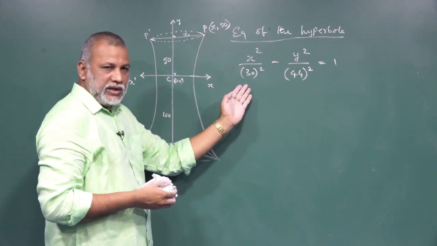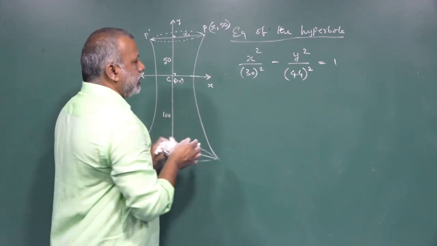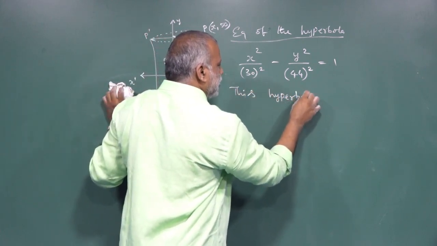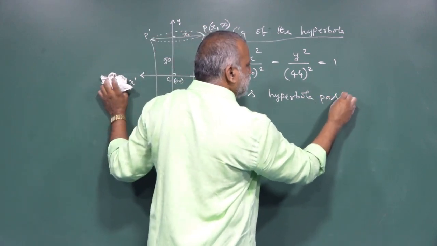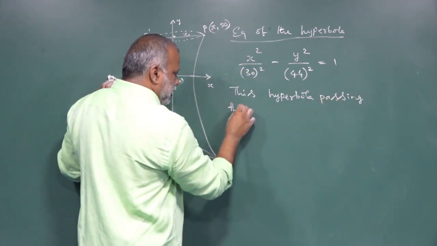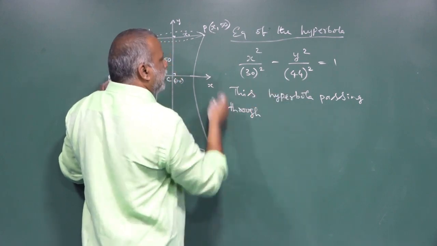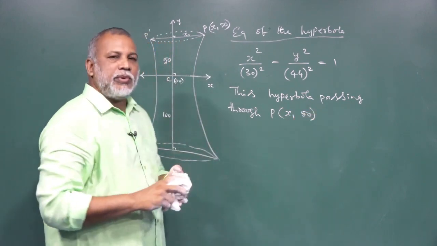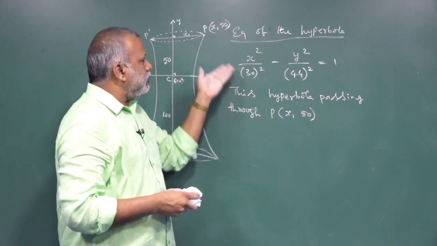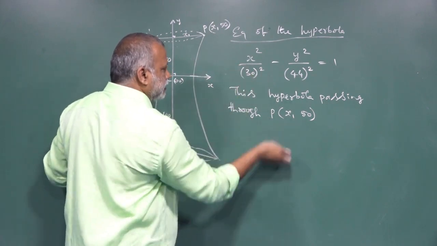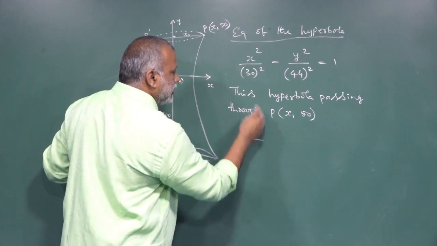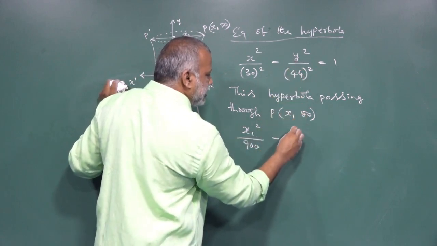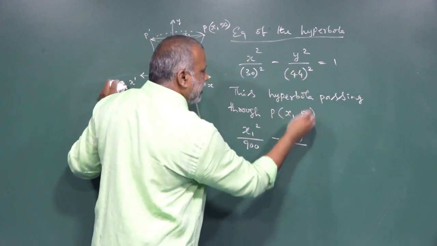This is the equation of the hyperbola. This hyperbola is passing through the point. Now we can say this conclusion: simple logic, passing through, after working out the diagram. So this hyperbola is passing through P of (x1, 50). If an equation passes through a particular point, we have to substitute here. Instead of x, I am substituting x1, so I can write x1 squared divided by 30 squared, which is 900, minus y, which is 50 squared, divided by 44 squared.